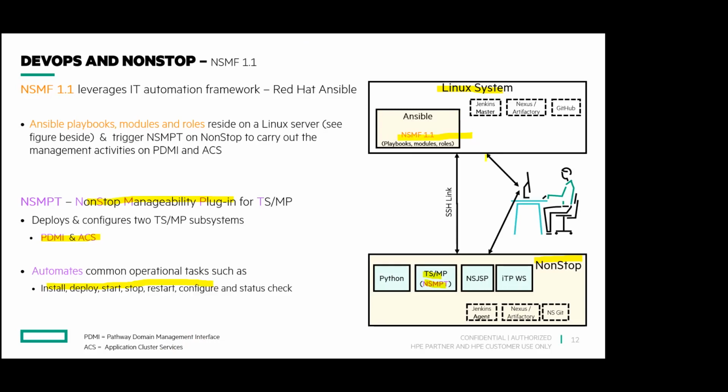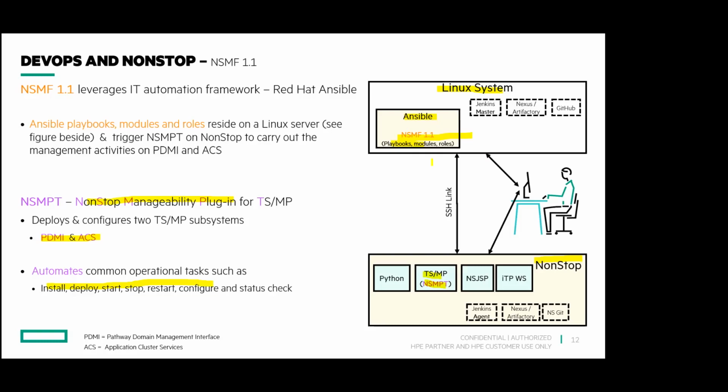The NSMF 1.1 is nothing but a definition of roles, modules, and playbooks, which are terminologies of this Ansible product. Ansible is a product made for installation, deployment, and configuration of software. So we are using that Ansible mechanism in the Linux system, and we have written a playbook. The playbook actually tells what to be done, how to configure this PDMI and ACS that are going to be run on the NonStop.